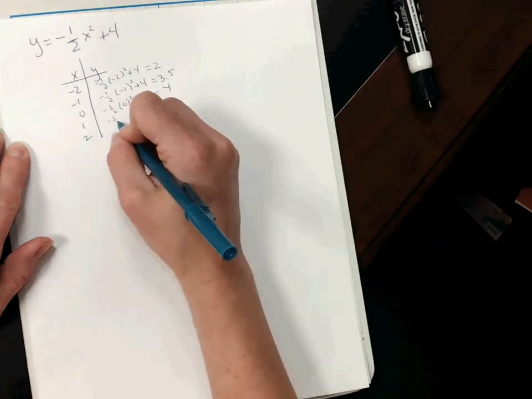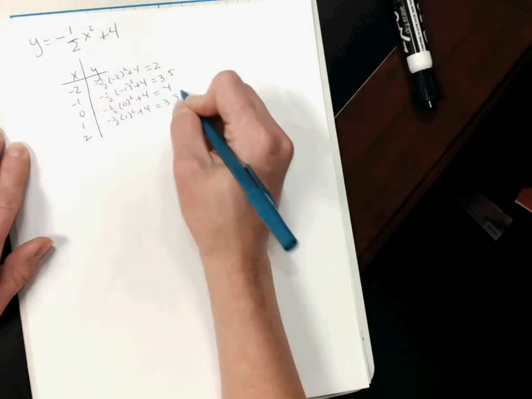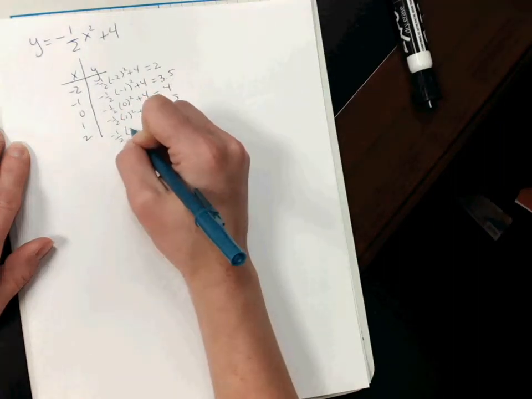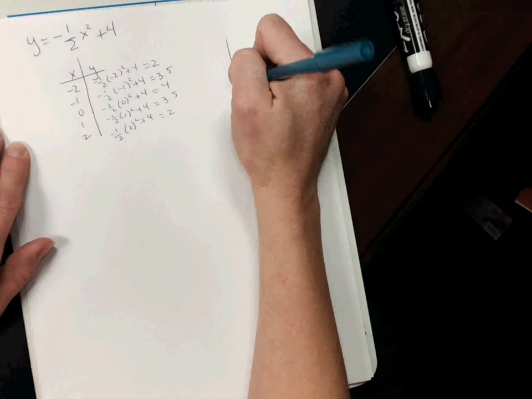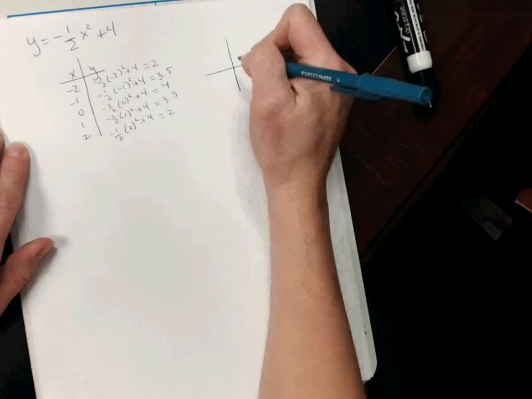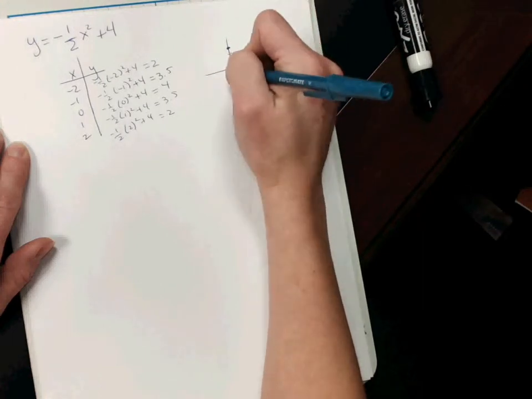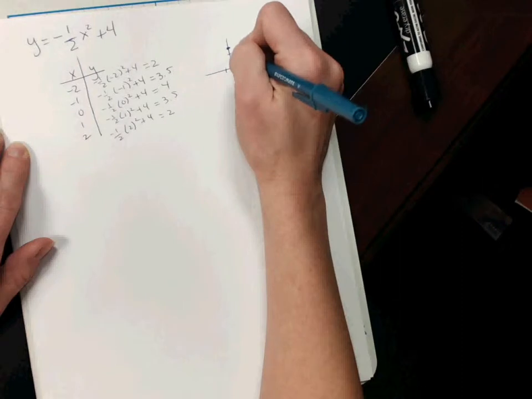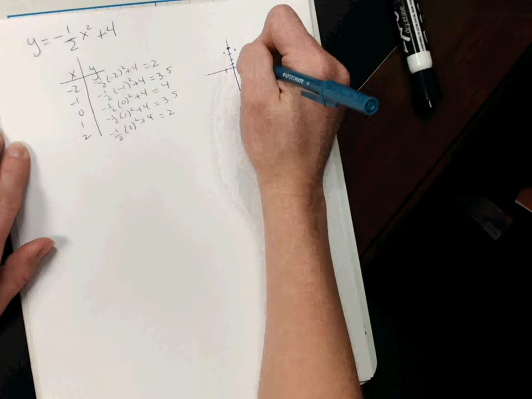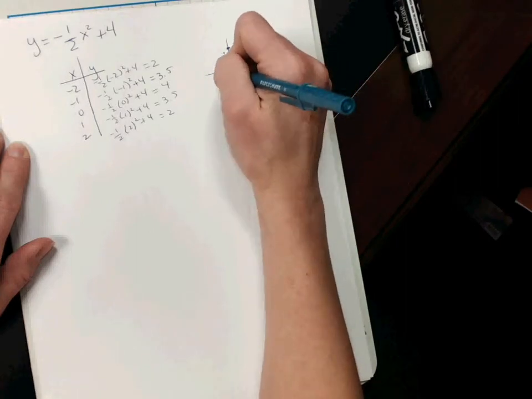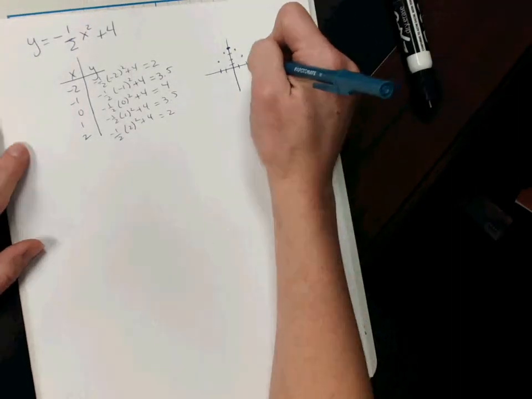If I plug in 1, it's going to give me the same thing I had here, it's 3.5. If I plug in 2, it's going to give me the same thing I had up here, 2. Okay? So let's look. So I've got 1, 2, 3, 4. And then at -1, I'm at 3.5. At 1, I'm at 3.5. At 2, I'm at 2.